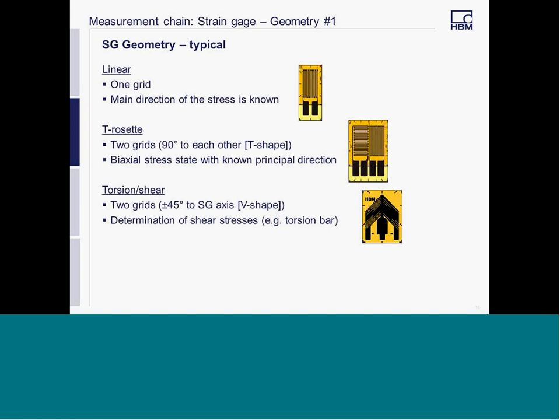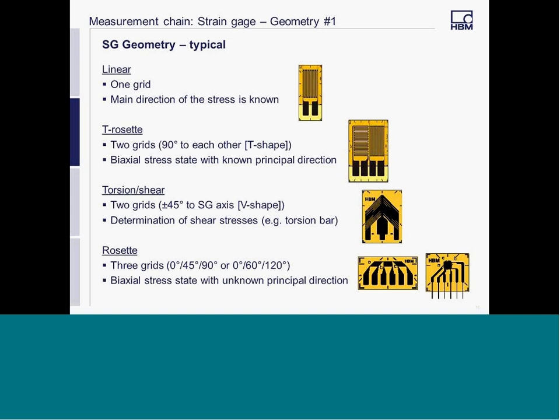You take a torsion or shear stress gauge if you have a torsion bar. In that case, the two grids, again a two grid gauge, are at plus minus 45 degrees to the main axis. You take that if you speak about torsion, torque.